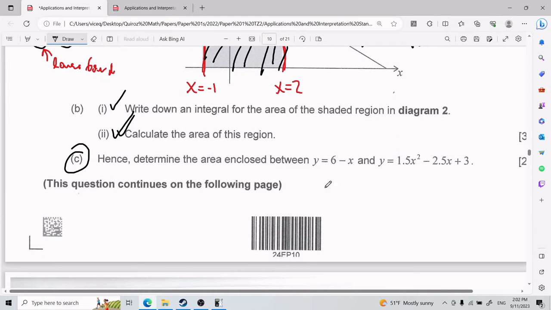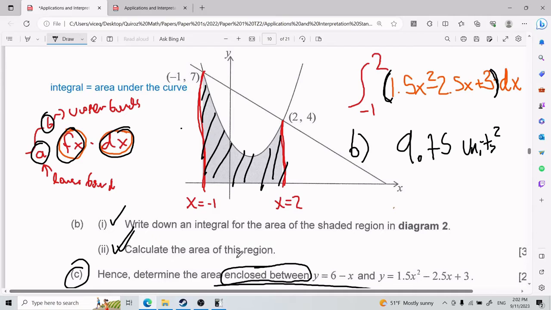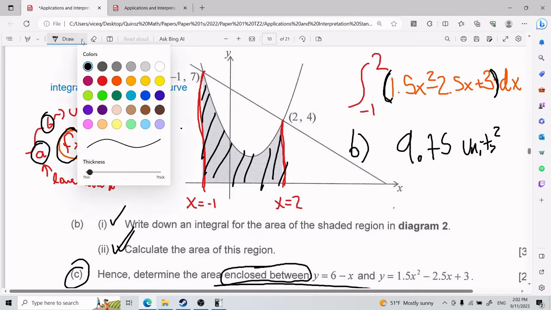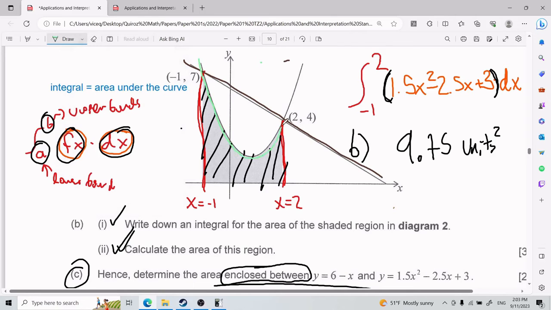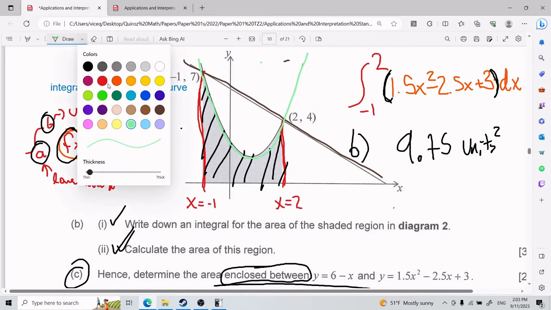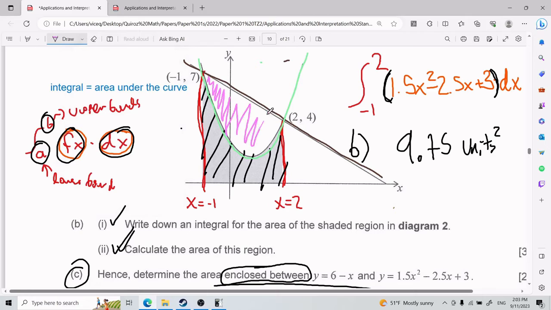And now for part C, we need to determine the area enclosed between both functions. Enclosed between. All right, so I know this is a math class and not a language class, but when it says enclosed between, it is literally what is in the middle of both things. And so I am doing it between this guy and this guy. So what is between brown and light green? We have pink. So part C is asking for that. What is the area of the thing in pink? What is the area that is enclosed between both functions?